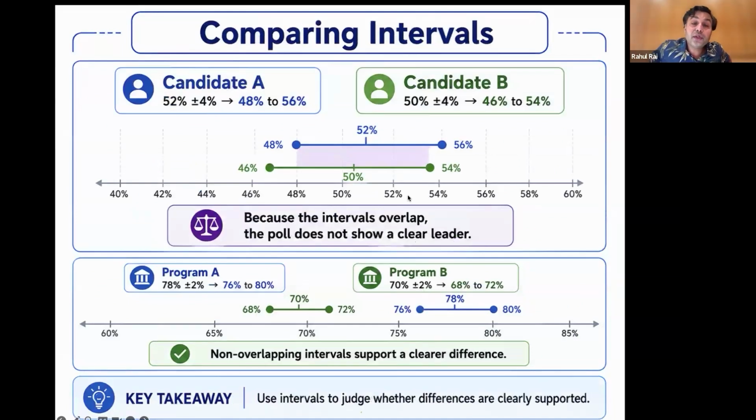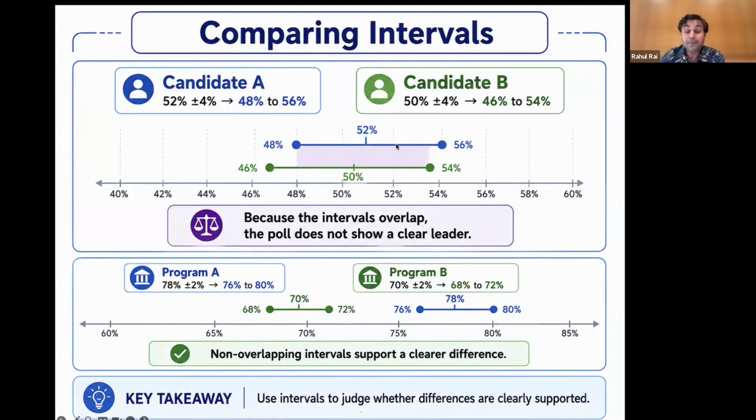Now, how do we compare intervals for the same specific thing? Let's say we have two candidates, and we did a survey and found that candidate A had a 52% estimate for whatever we are interested in, with a margin of error of plus minus 4. You can see the range: the interval will be 48 to 56%. If you look at candidate B with this data, the interval will be between 46 to 54%. So if you plot them on top of each other, you can see that this is the region where there is an overlap.